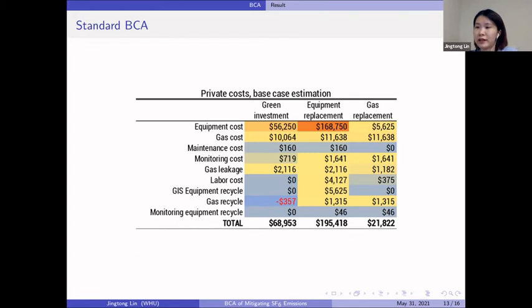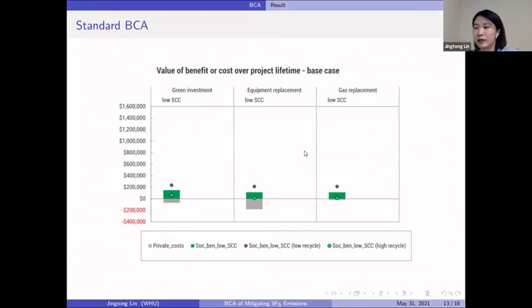But once we consider social benefit together with this private cost, things become quite different. Now the gray bars are the total private costs that we have shown. And the green bars are the base case estimation of social benefits under the low SCC scenarios. Besides, as we mentioned before, the recycle rate of SF6 during the GIS decommissioning will influence the social benefits. We find that when the recycle rate is high, it will generate very small social environmental benefit, shown as the light green dot. And on the contrary, when the SF6 is poorly recycled at decommissioning, the social benefit will become much larger, as shown by the dark green dot. This result points to the importance of considering the regulatory terms for recycling in the real world.